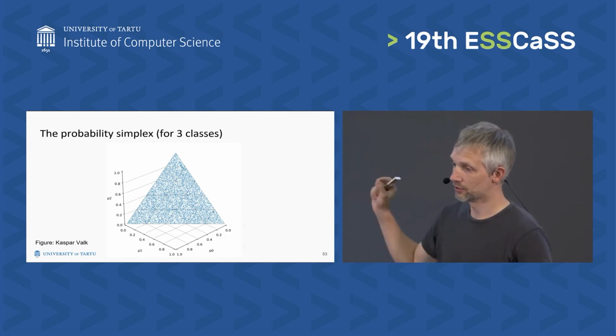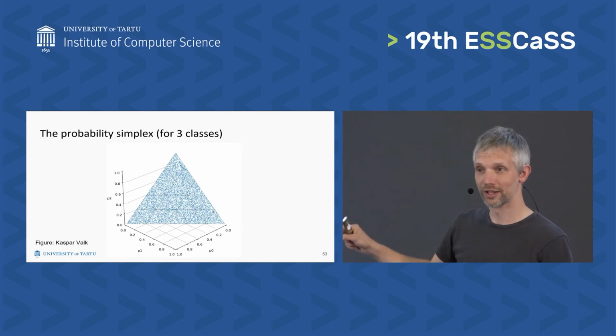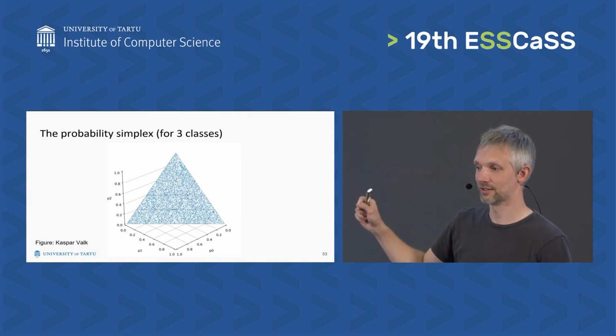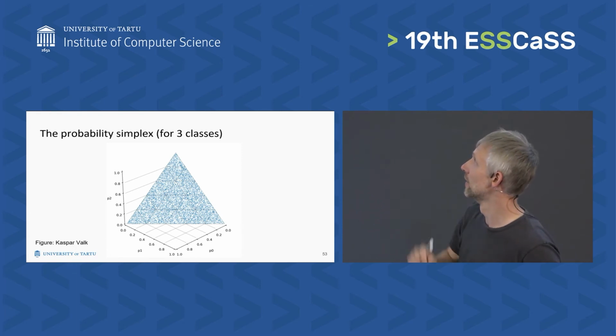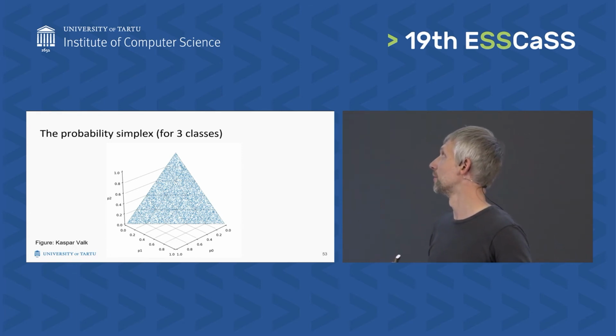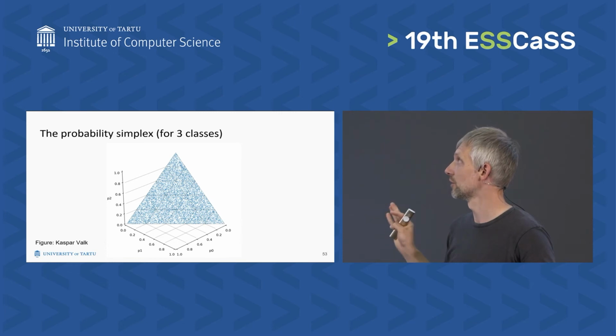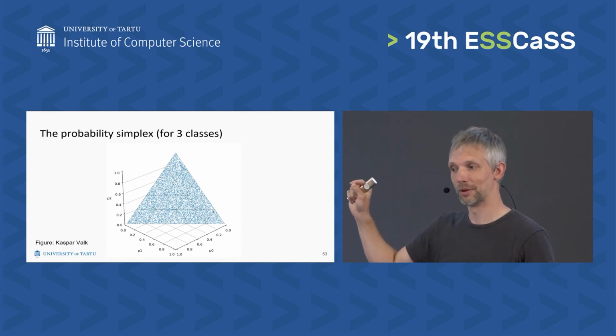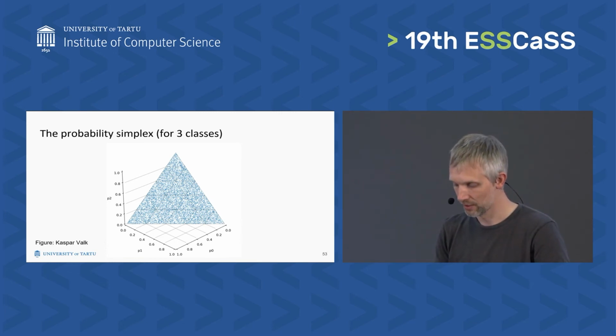In the corners, you have full confidence for that particular class, so probability 1 and 0 for the other. And then in the middle, you have the point where you're the most uncertain, where you have 1/3 probability for each of the classes.